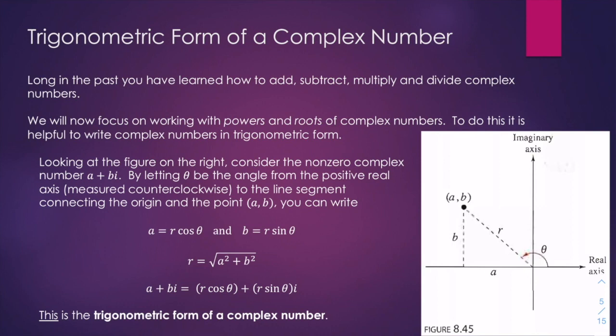As we look at it this way, we also know that r is the magnitude. It's that distance from the point to the origin. So r is equal to the square root of a squared plus b squared. And then we say that a plus bi is equal to r cosine theta plus r sine theta times i. This is the trigonometric form of a complex number, because you've got the trigonometry in there. You've got cosine and sine, right? So that's the trigonometric form of the complex number. This is going to become more important, and you'll see why we're going to be using this as we develop this.